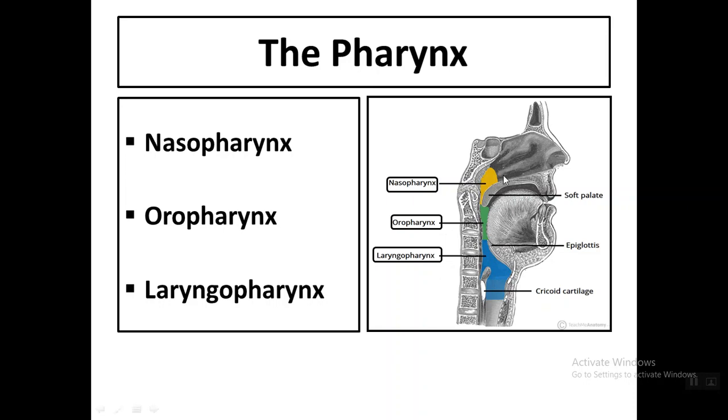So according to the position, the pharynx can be divided into 3 parts. The part that is situated behind the nasal cavity is called nasopharynx. The part that is situated behind the oral cavity is called oropharynx. And the part that is related to the larynx is called laryngopharynx.